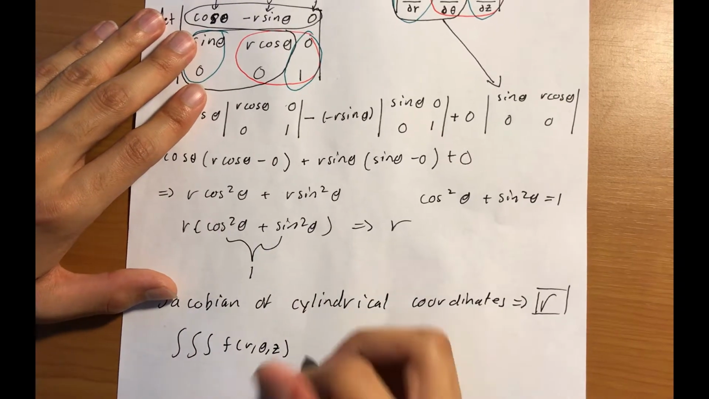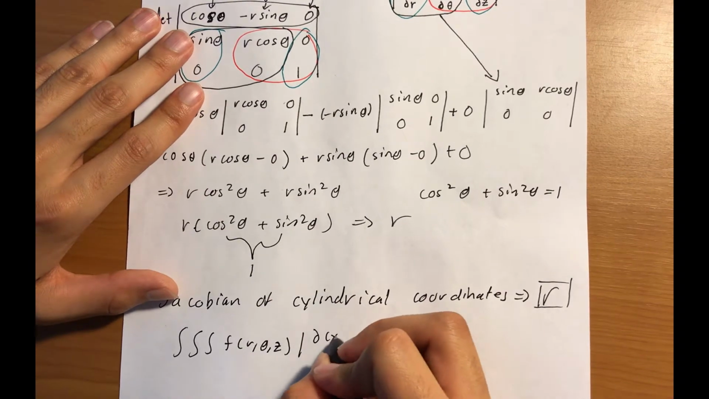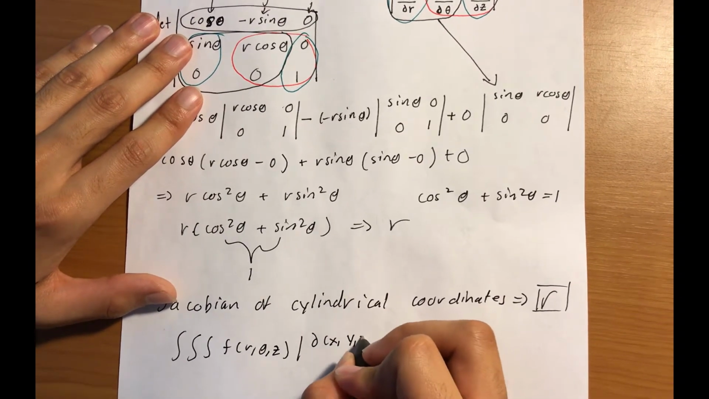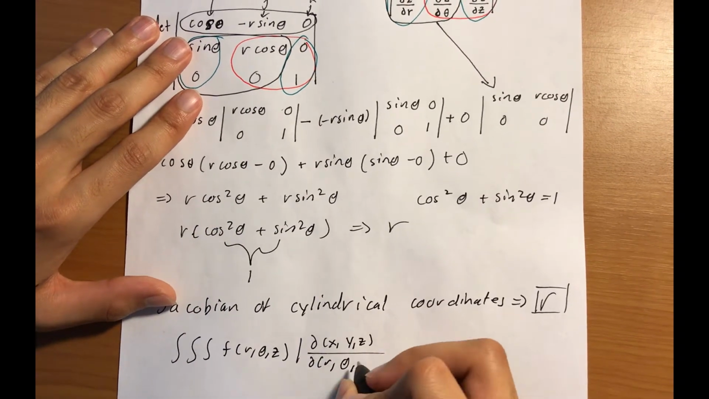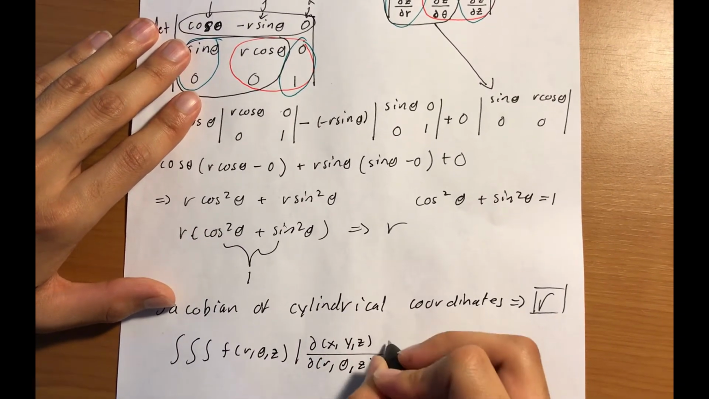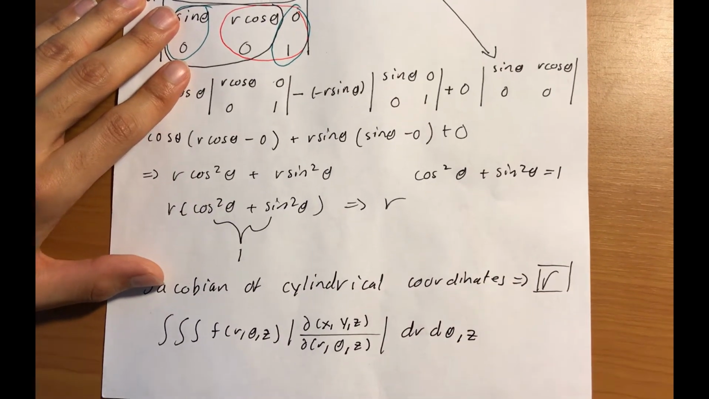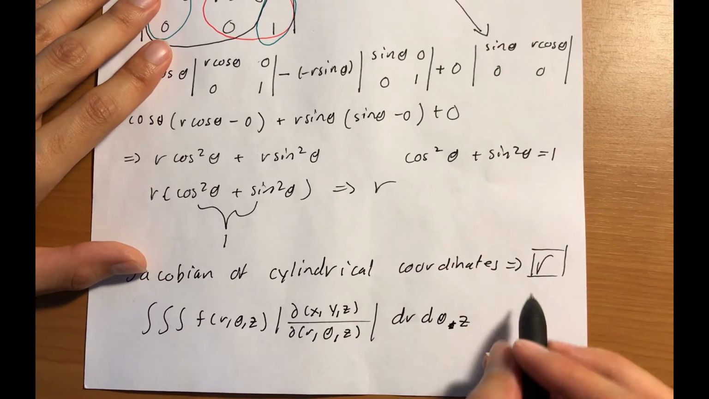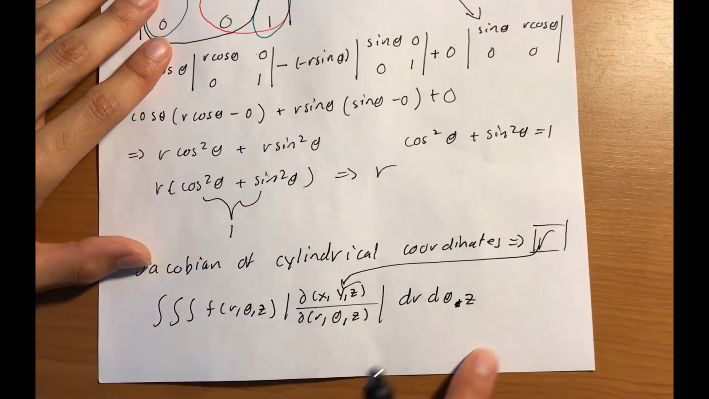And when you plug this into an integral, you have your new function of r, theta, z multiplied by the absolute value of the Jacobian, partial x, y, z over partial r, theta, z, dr d theta dz. And then this would just be your Jacobian when solving for your integral.